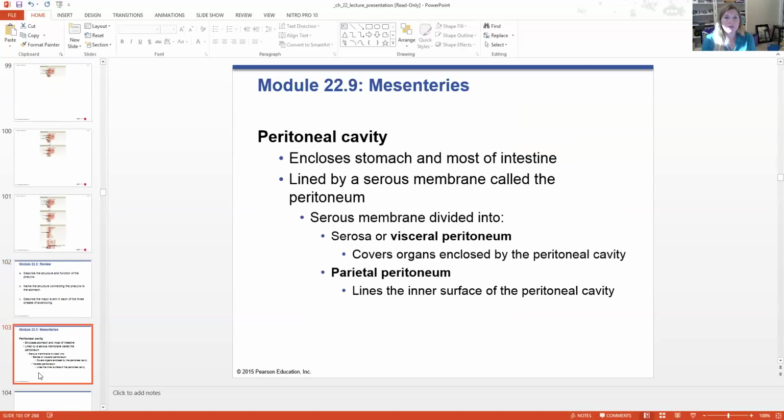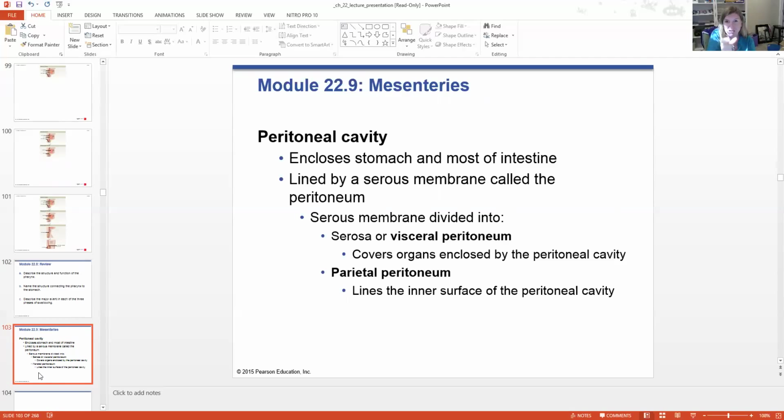Let's talk about the mesenteries in the peritoneal cavity. These enclose the stomach and most of the intestines. The peritoneal cavity is lined by a serous membrane called the peritoneum. So remember, serous membranes all have two sides. There's a visceral peritoneum, which is our mesenteries, right? That's enclosing and covering all of the organs. Then our parietal peritoneum is lining the inner surface of the peritoneal cavity itself. So it's lining the wall, and then the visceral is lining the organs.